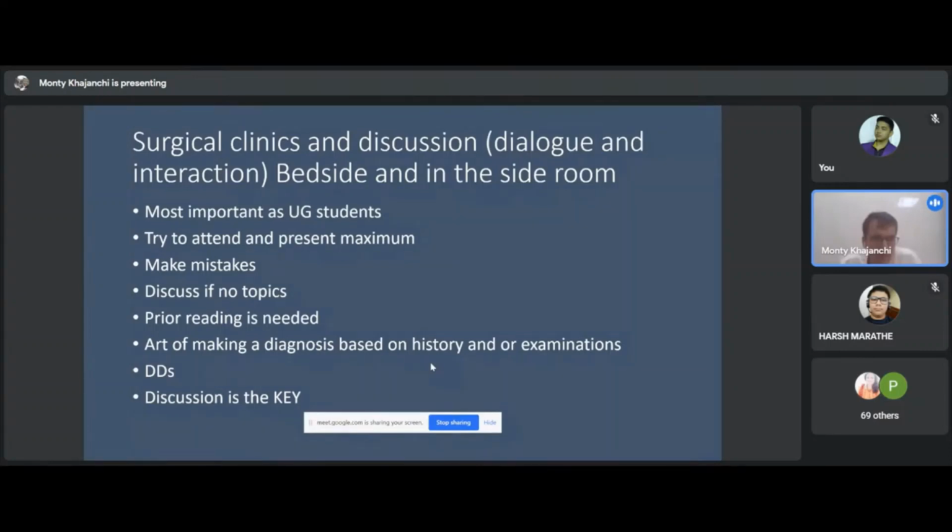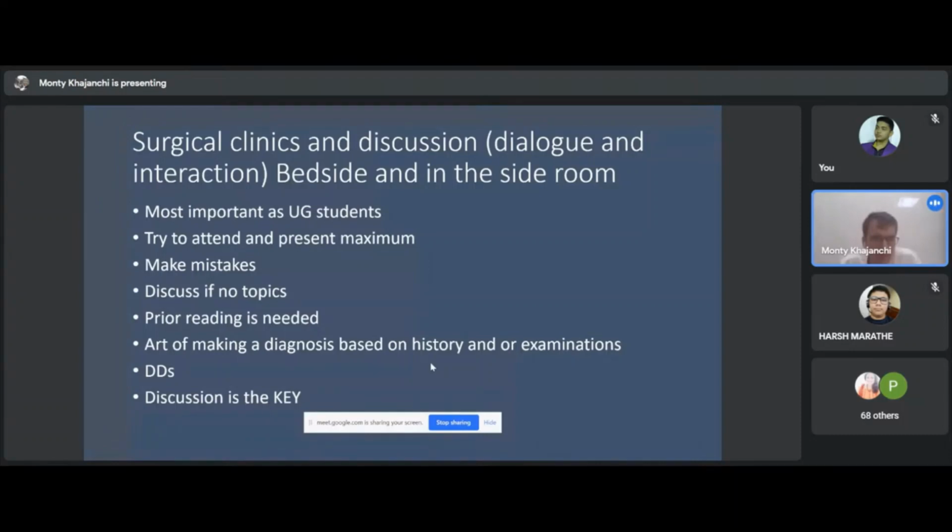Come and present a case. I feel if you're 15 posted in the surgical post, all 15 should make an attempt to at least present one case. It may be history with examination and differential diagnosis and all that, it will come as you go into the clinical postings. But the important thing is to make an attempt, present, and discuss. That's the other thing.